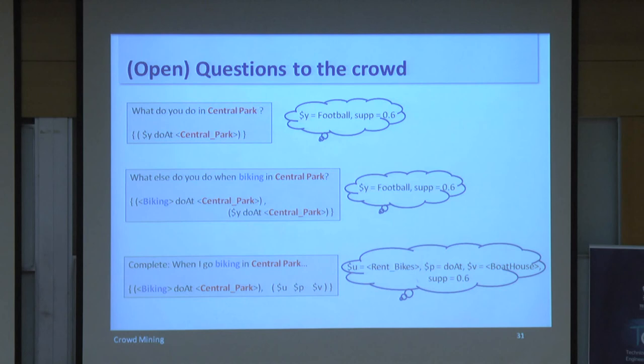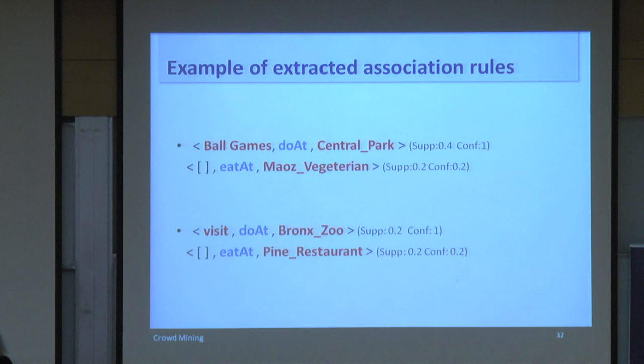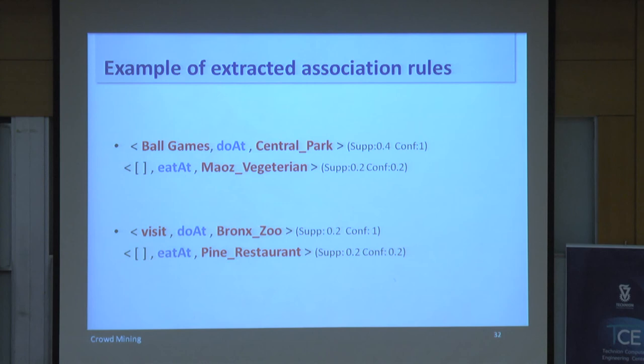And again, the system will collect this information, interpret it, and compile it, putting everything together to give answers to the users. So for instance, that's the semantic description of the answer that I will get. So you should go and do ball games in Central Park and then eat at Mao's Vegetarian, okay? Or visit the Bronx Zoo and then eat at Pine Restaurant, okay? So these are the kind of things that I will try to get from the crowd and put together.